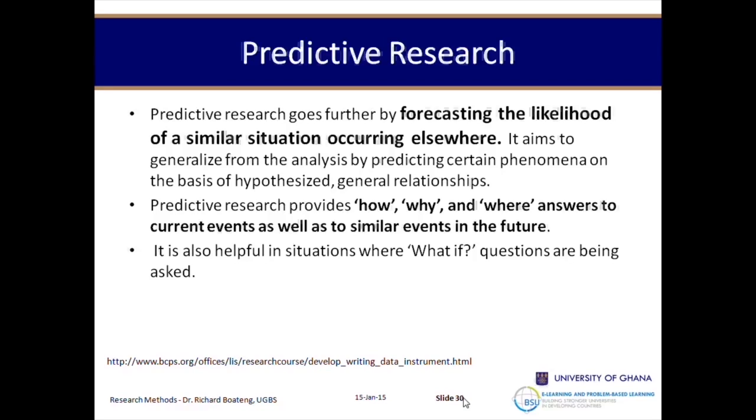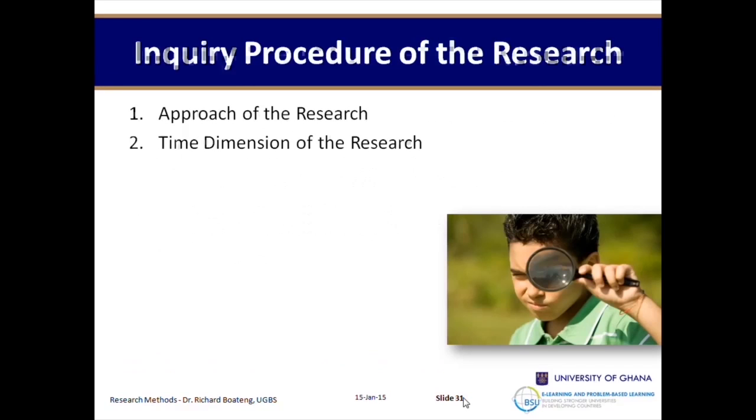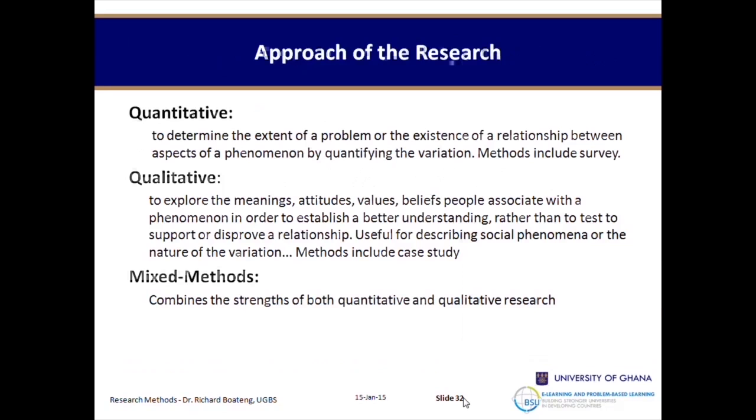Good. So predictive research provides how, why, and where. You see, now it's adding where, answers to current events as well as similar events in the future, as it answers the question of what if. That's what it does. Now, in terms of the inquiry procedure, we can have one, the approach of the research, and then the time dimension of the research. So in terms of approach, there is quantitative research, qualitative, and mixed methods.